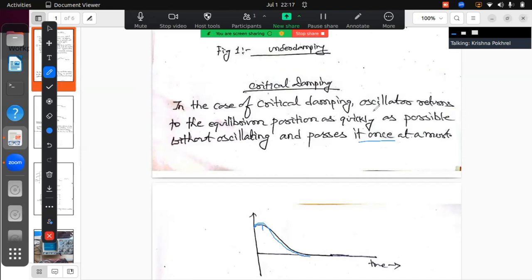In the case of critical damping, the oscillator returns to the equilibrium position as quickly as possible, but not with delay. It comes as quickly as possible and passes it once at most, but it will come to this position, along this x-axis. That is the condition of critical damping.